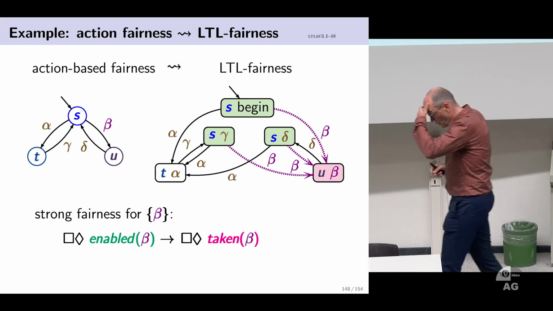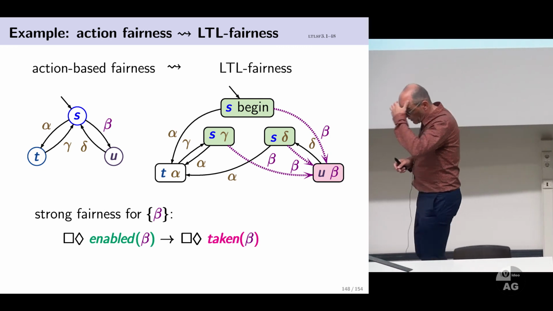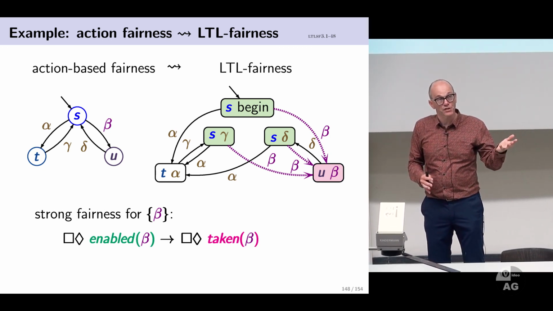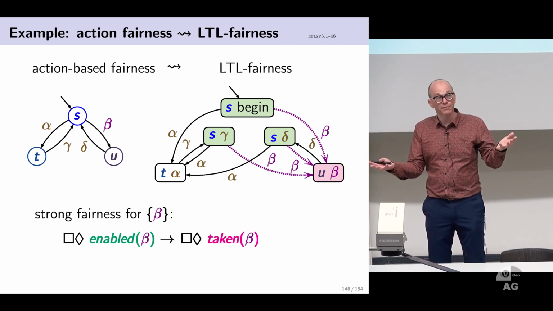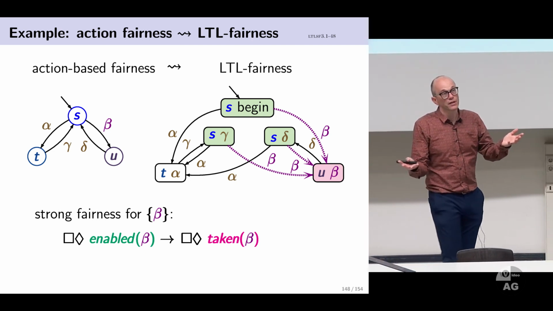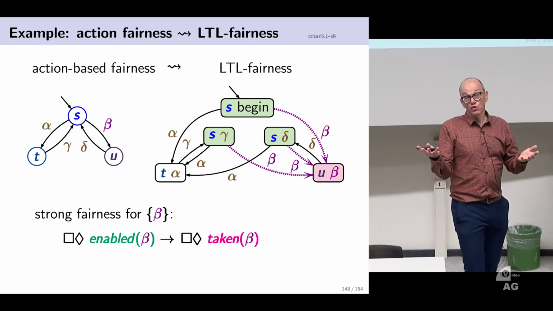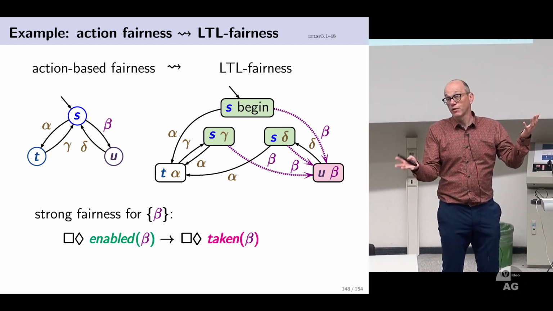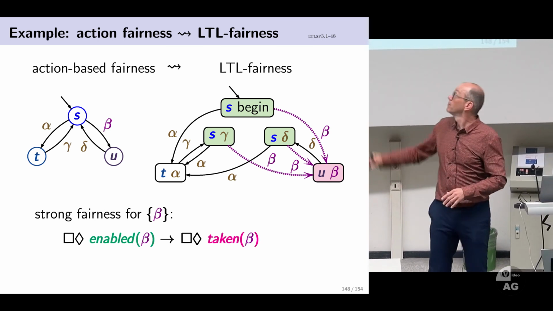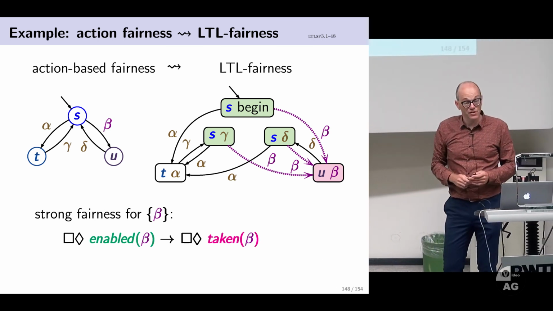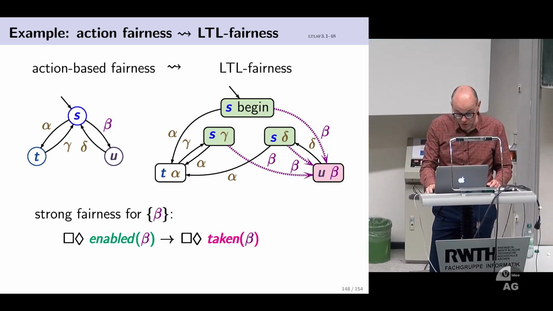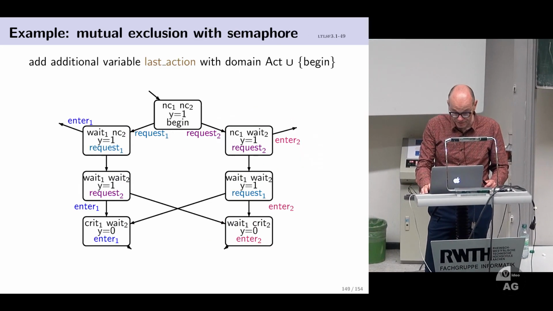So the message of this construction is that before we have seen action-based fairness on transition systems. If we want to capture this in terms of linear temporal logic, we have to do this in terms of state predicates. How can I transform the actions that I had before into those state predicates? By building pairs of states and actions. And then expressing this in terms of this enabled and taken predicates.